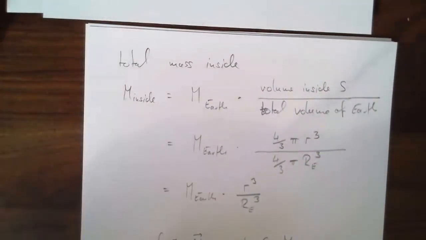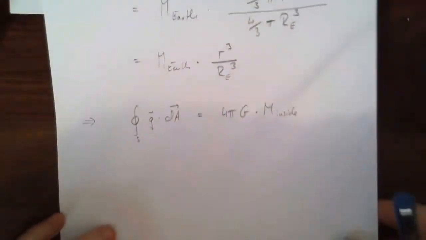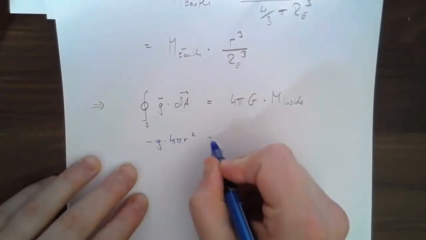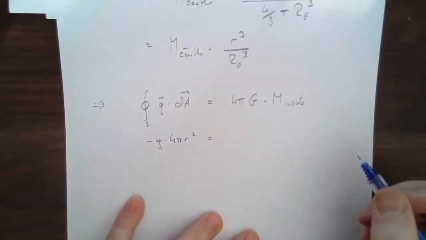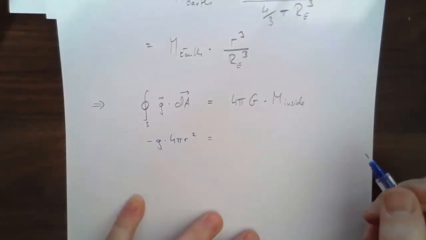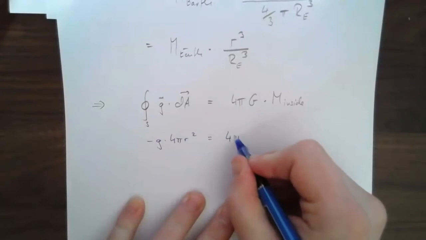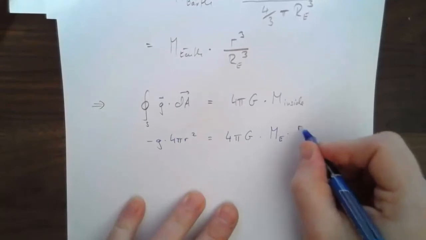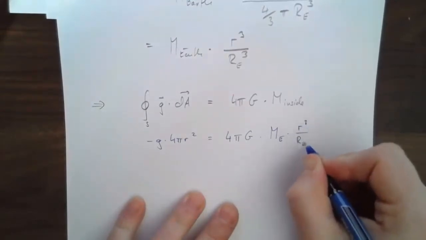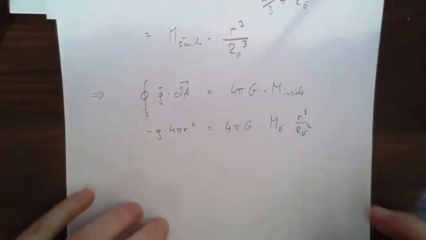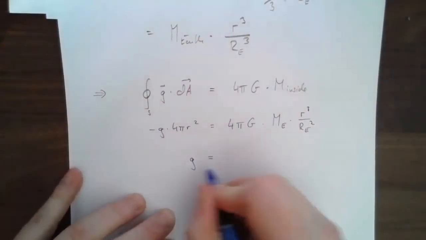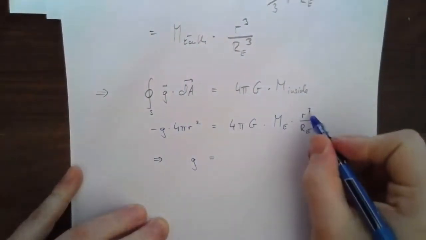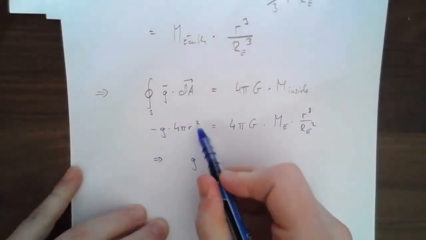So we get minus g times 4 pi r squared is equal to 4 pi g times the mass of the Earth times r cubed over r Earth squared. Okay, we can simplify that, and we find that the 4 pi is going to cancel out. A bunch of the r's are going to cancel out. This is cubed, this is squared.